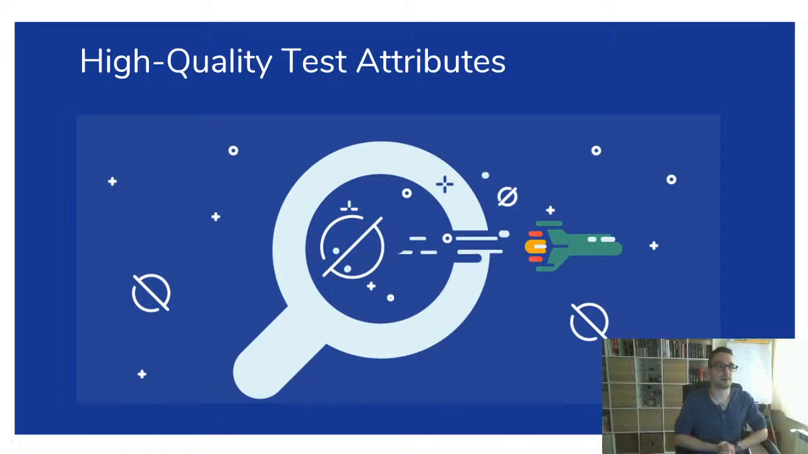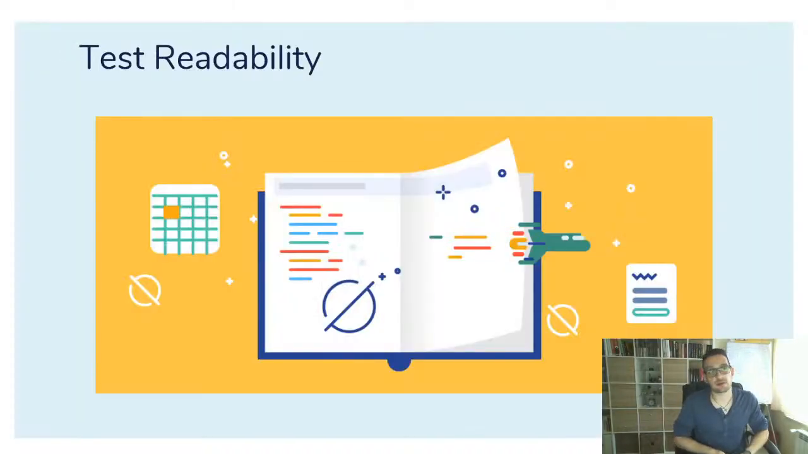And now it's time to talk about the different high-quality test attributes one by one. The first one is test readability. By reading the code, as I mentioned, you should be able to find what the code does easily. Code that is not readable usually requires more time to read, maintain, and understand, and it can increase the time to introduce bugs.